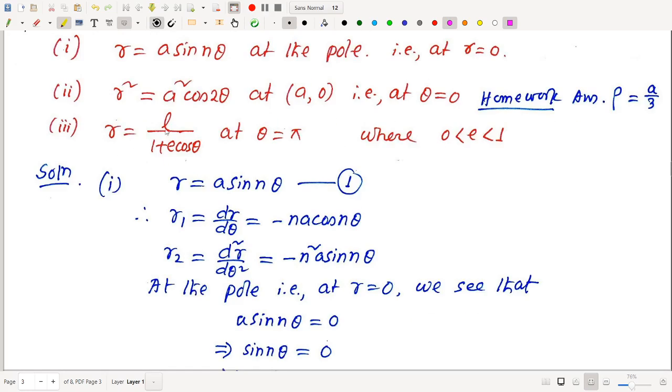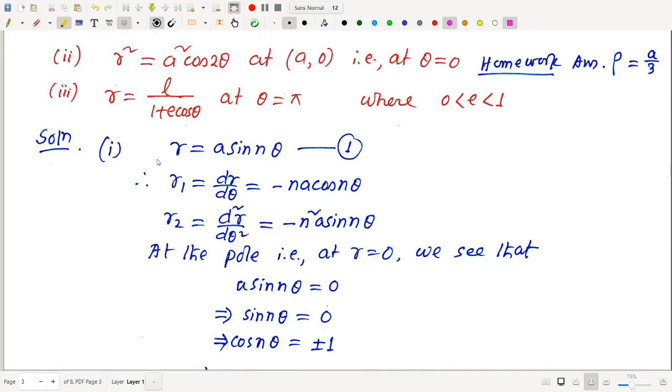Number 3: r equal to l by 1 plus e cos theta at the point theta equal to pi, where e is a constant lying between 0 and 1. This is actually the polar equation of a conic, and here e less than 1 means that's why it is an ellipse. Okay, let us do number 1 first.